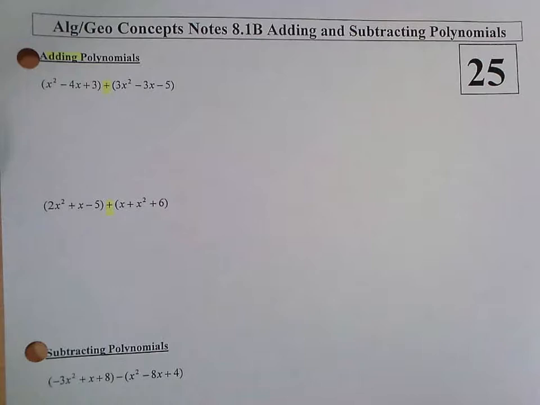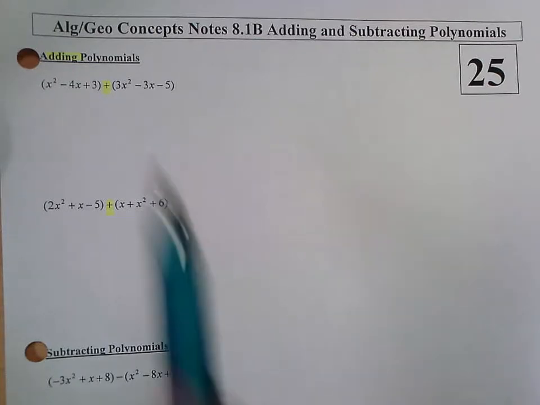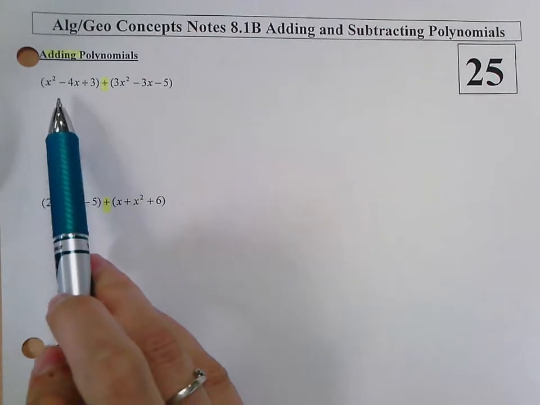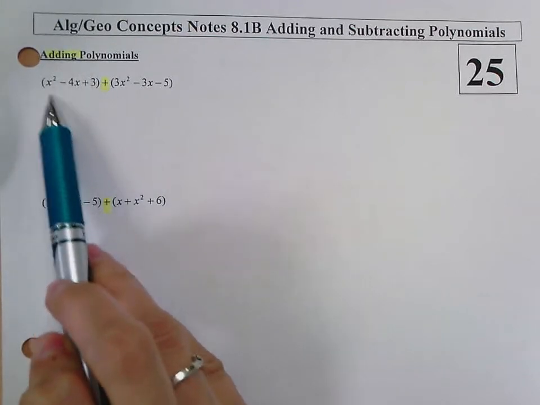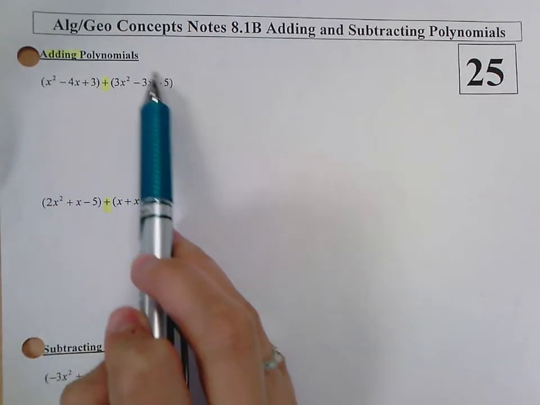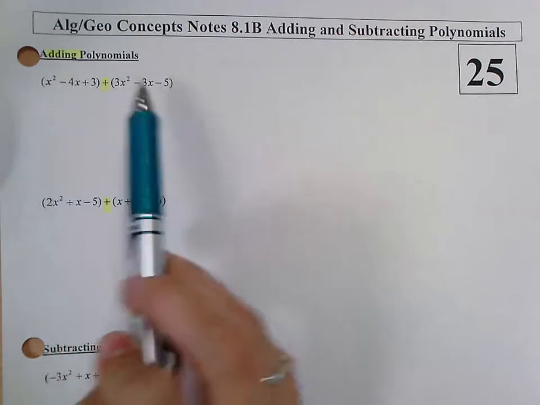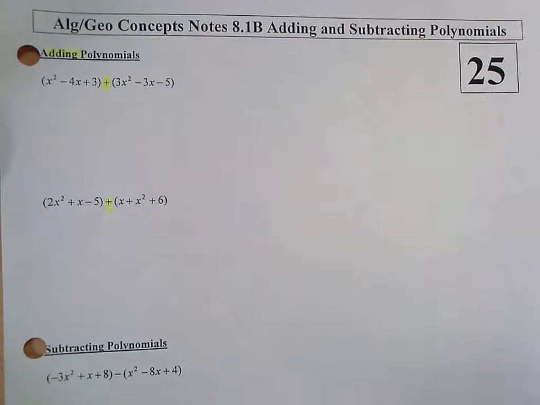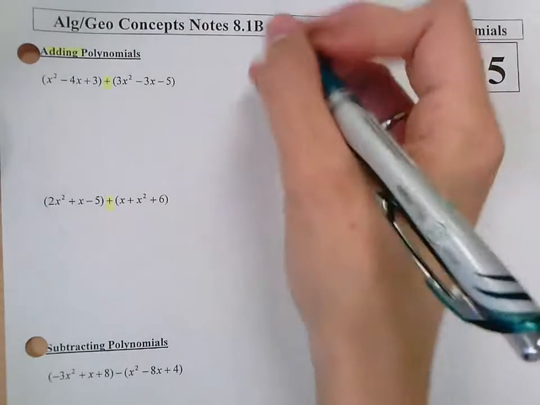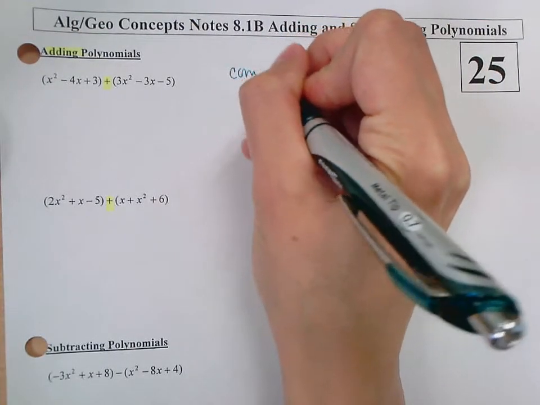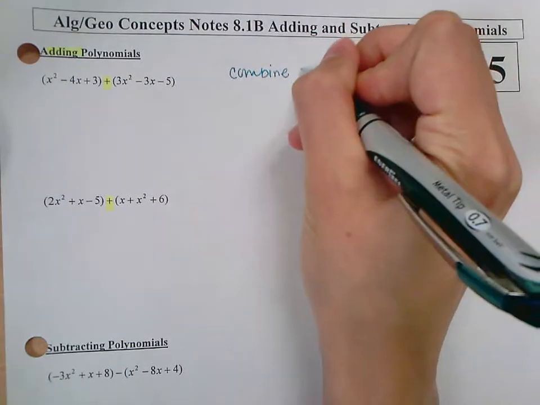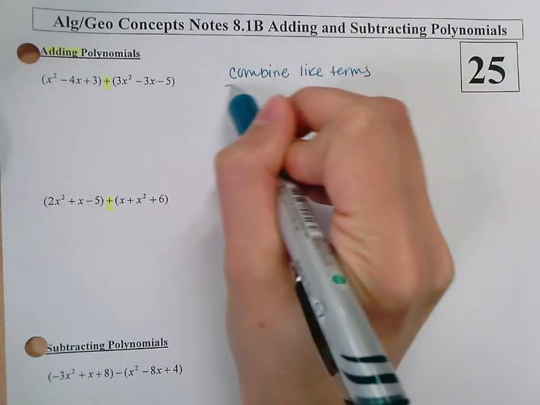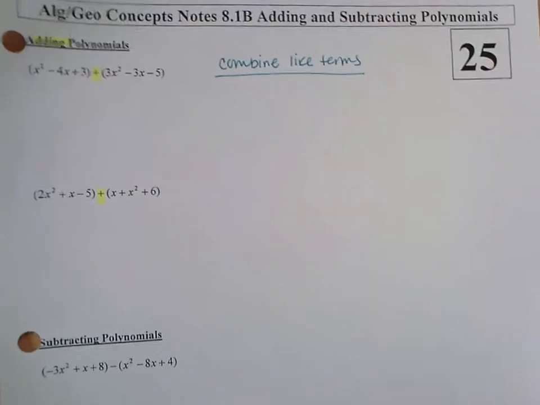So with addition of polynomials, the only reason for the parentheses are to show this is one polynomial and this is another polynomial, and you're adding the two together. So that's the only reason the parentheses are there. When you add polynomials, you just combine like terms. Okay, adding polynomials is just combining like terms.